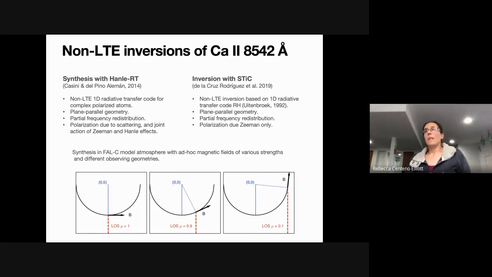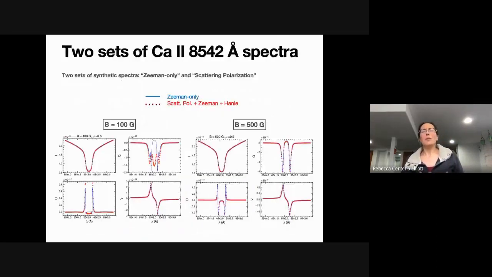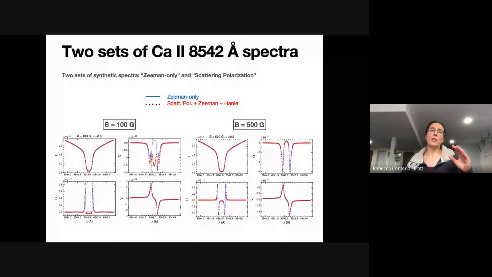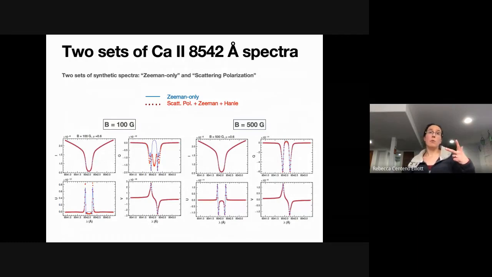For each one of these model atmospheres, we actually generated 2 sets of spectra. One where we did the full calculation with scattering polarization, and the other one where scattering polarization was turned off, and the polarization was due only to the Zeeman effect. And you have 2 examples here at the bottom.